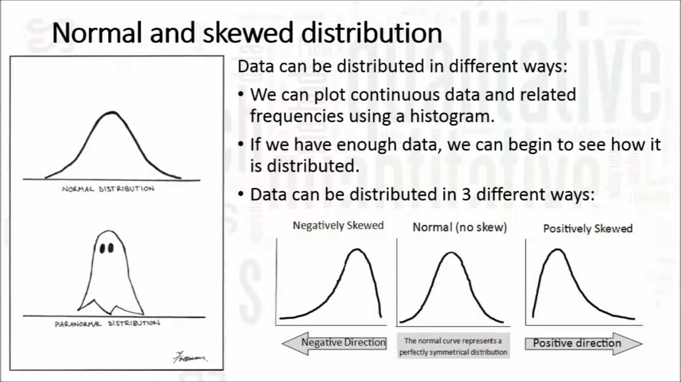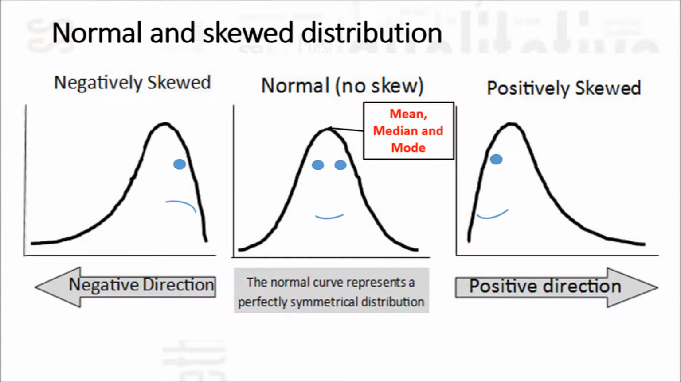Okay, before I finish I would like to talk about normal and skewed distribution. So data can be distributed in a number of different ways, and if we've got enough data we can see what that distribution is if it's plotted on a histogram. And there are three different ways in which it can be distributed. So we've got a negative skew, a normal distribution with no skew, and a positive skew. Okay, so we can look at these three distributions in a little more detail.